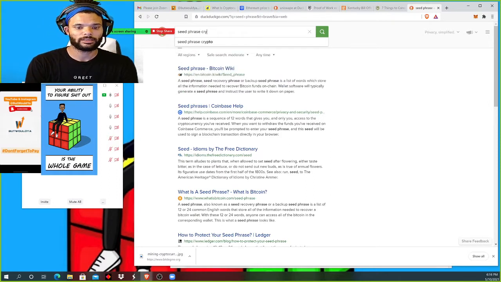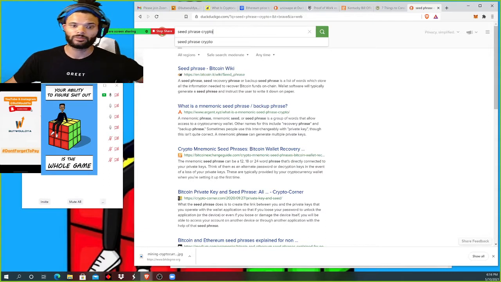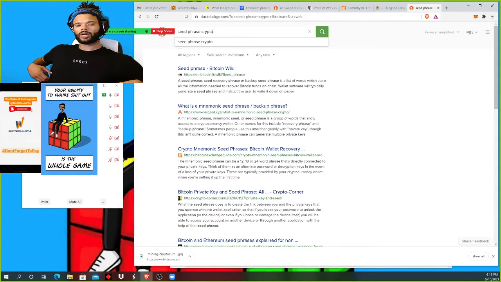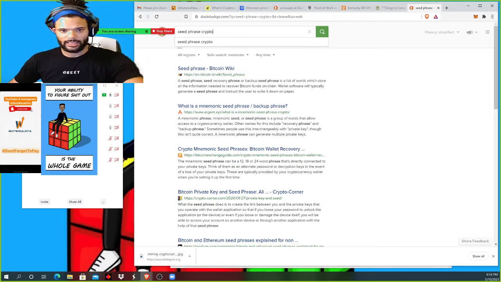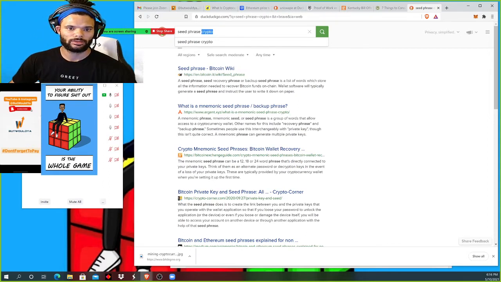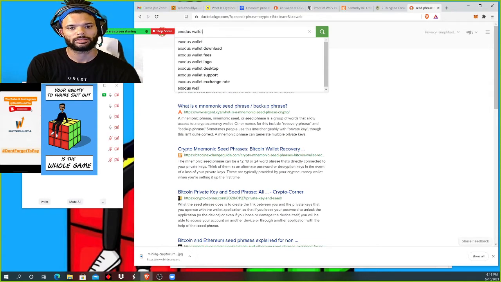So you get this when you have a truly decentralized wallet. If you don't have a decentralized wallet, then you won't get this. So if you have a Coinbase wallet or a Voyager wallet or anything like that, you would not get a seed phrase.